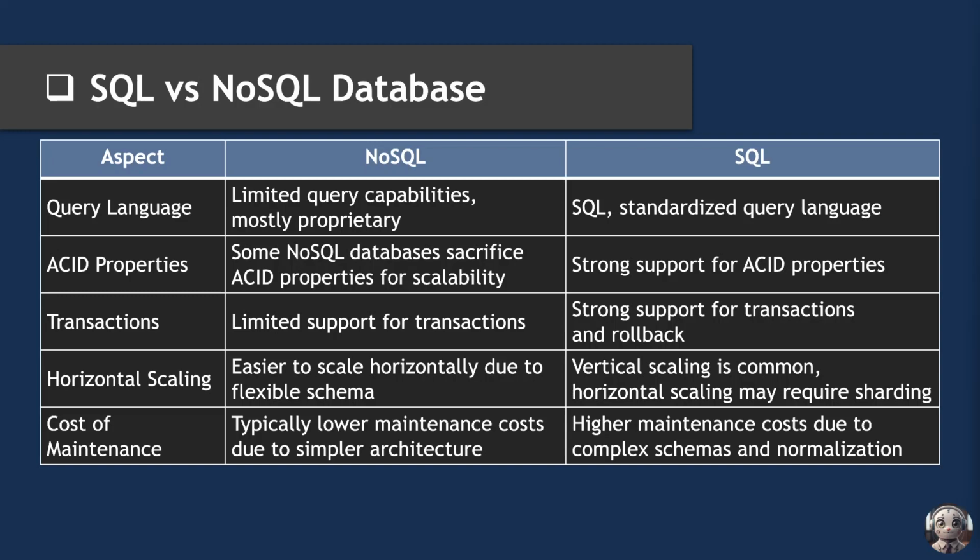Vertical scaling, where resources are added to a single server, is more common in SQL databases but may have limitations in terms of scalability and cost.